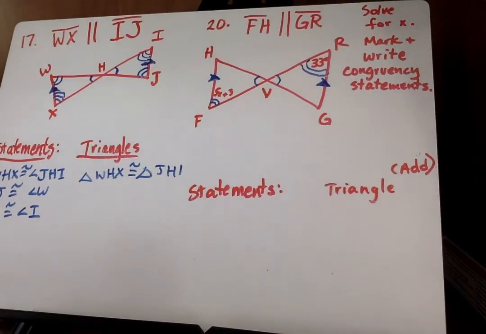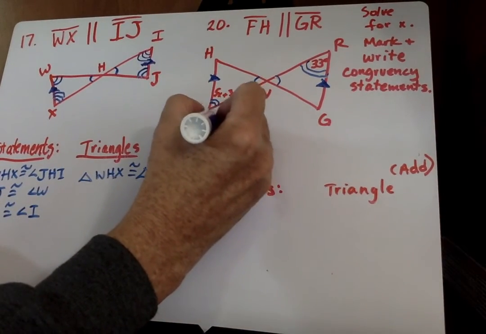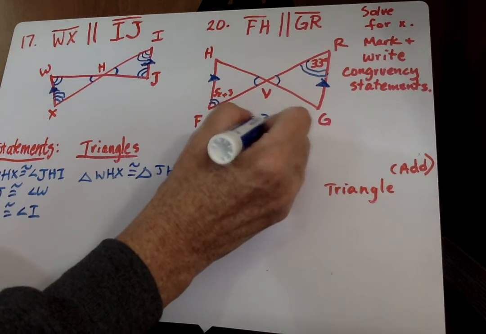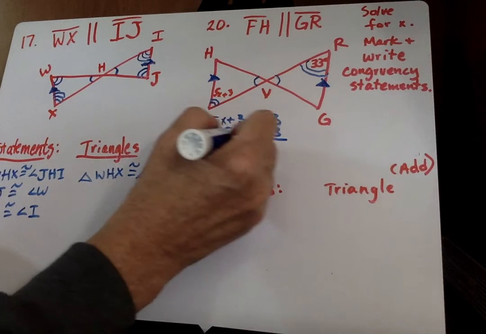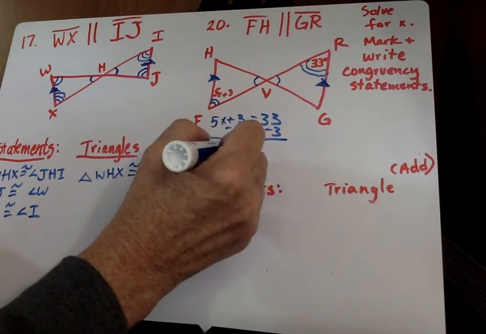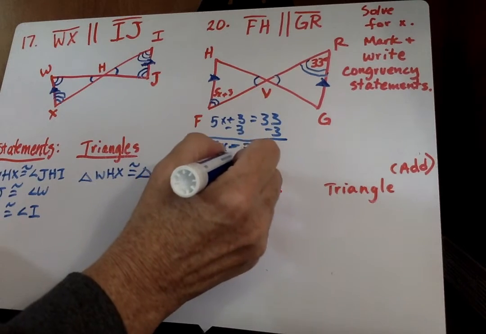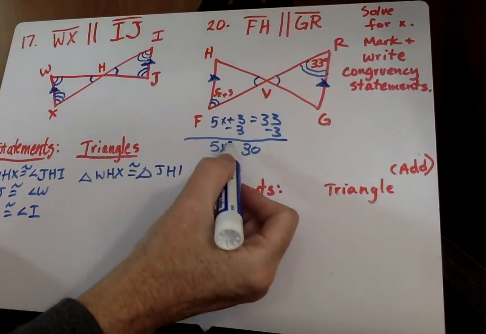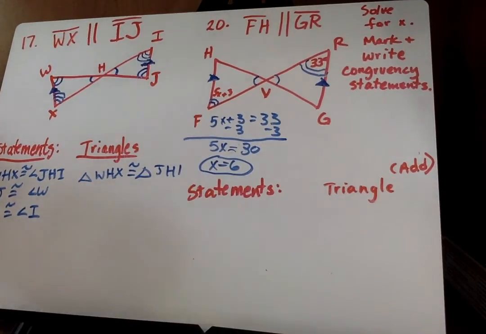Okay, we'll start with that to solve for X, because we know that 5X plus 3 has to be equal to 33. Minus 3, minus 3, 5X equals 30. X equals 6. Okay, so we solve for X. Now we can go ahead and write our statements.